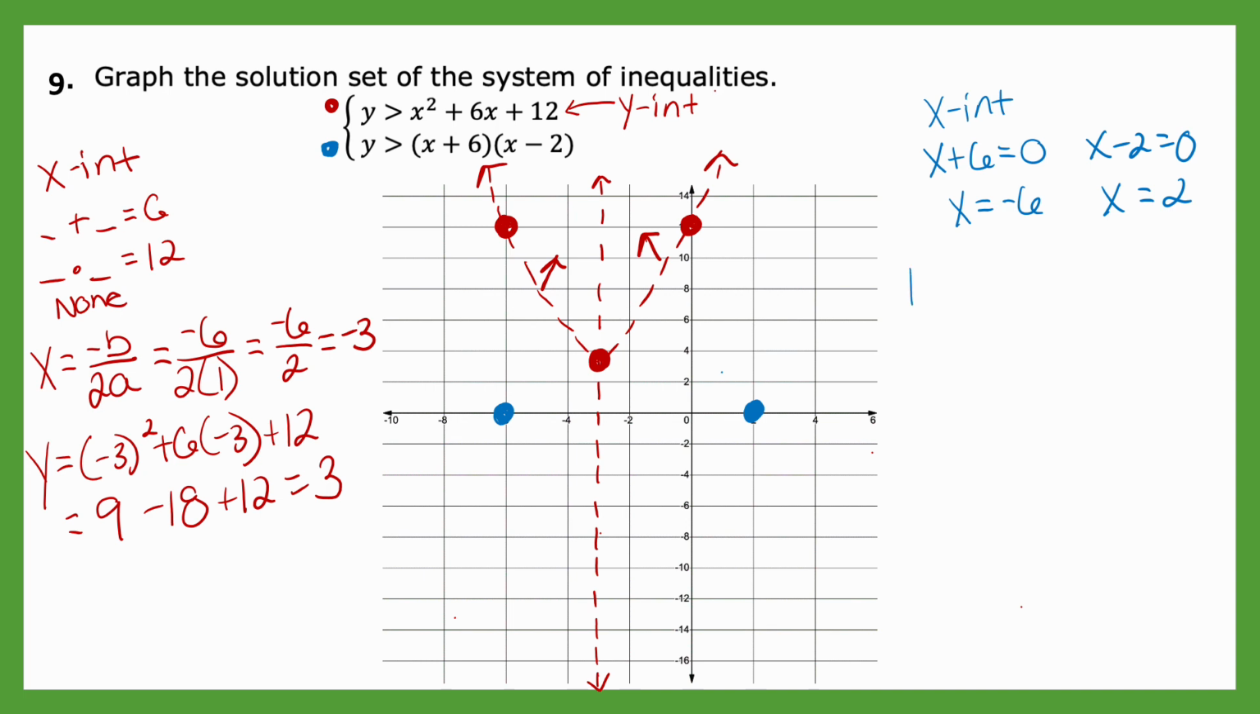Okay, to figure out halfway between those two values, we would do -6 plus 2, divided by 2. That would be -4/2, which is -2. So this new axis of symmetry is right at -2, right next to the other axis of symmetry.